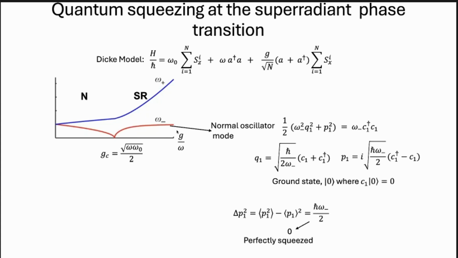And the nice thing is that exactly at the phase transition, this mode softens, this omega minus goes to 0, which essentially tells me that the variance of this operator P1 is going to 0. So it's getting perfectly squeezed. And of course, that happens at the expense of the other. The variance of its conjugate operator Q1 is inversely proportional to omega minus. So as this mode softens, its variance actually blows up. So it's perfectly anti-squeezed, in fact, which is expected.